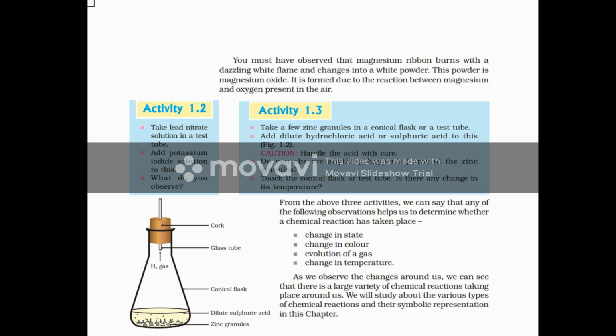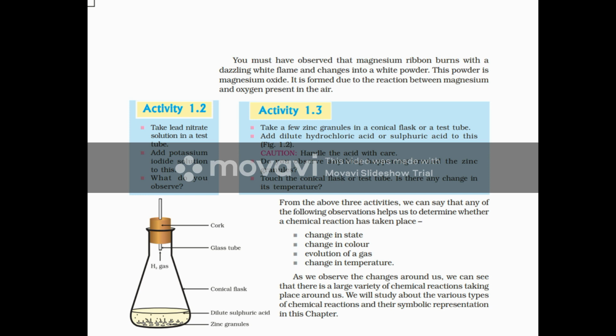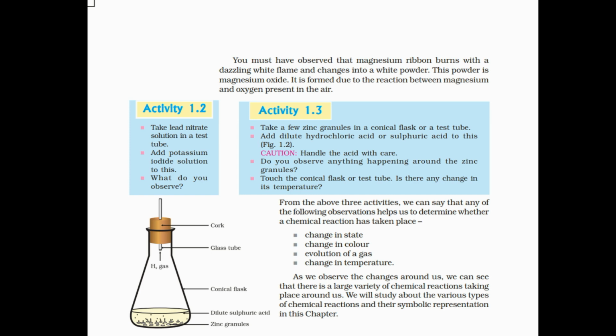You have to take lead nitrate solution and potassium iodide solution and mix them. The lead nitrate solution contains particles of lead and the potassium iodide solution contains particles of iodide. When the solutions mix, the lead particles and the iodide particles combine and create two new compounds, a yellow solid called lead iodide and a white solid called potassium nitrate.